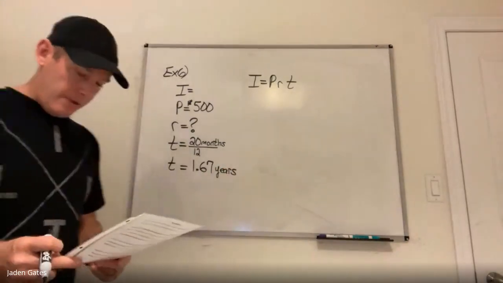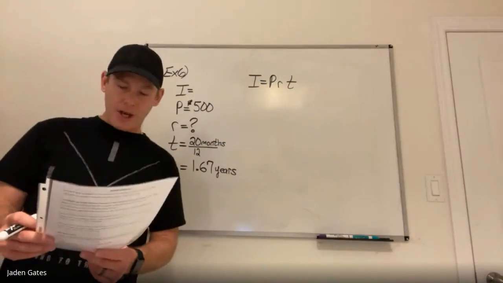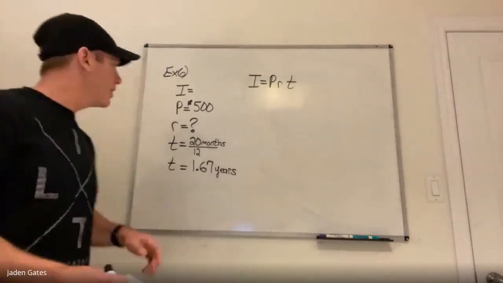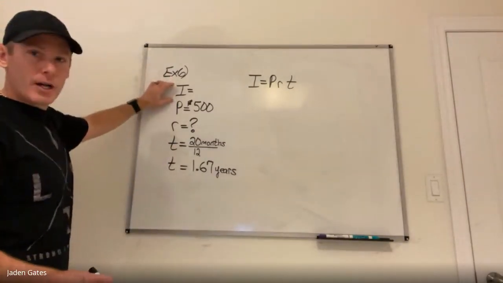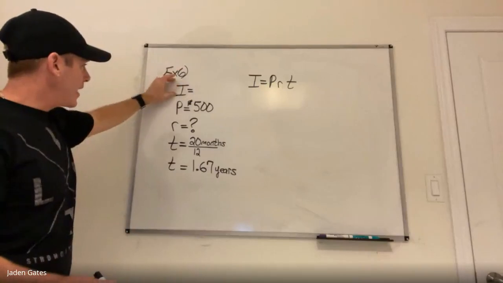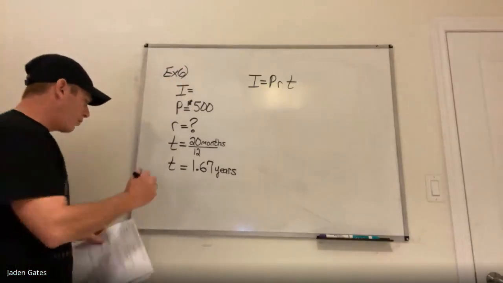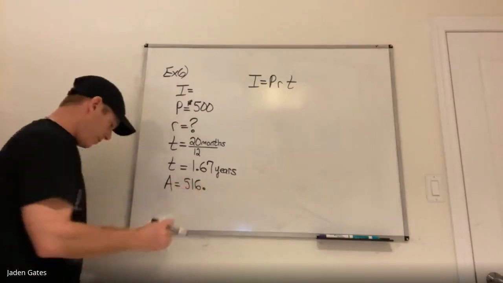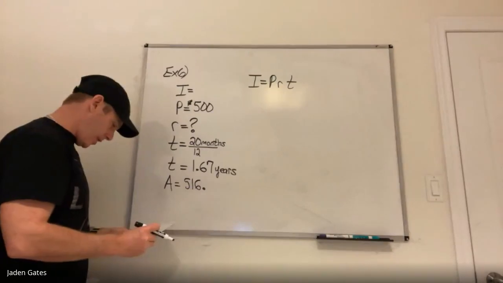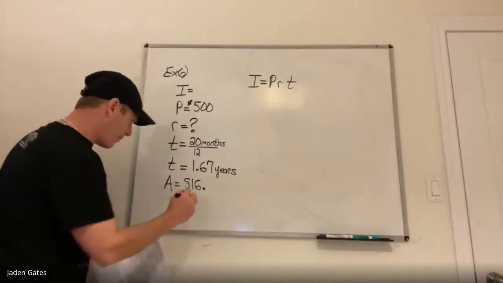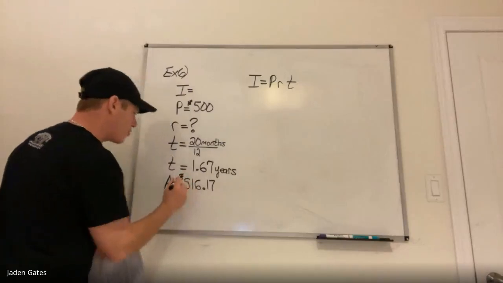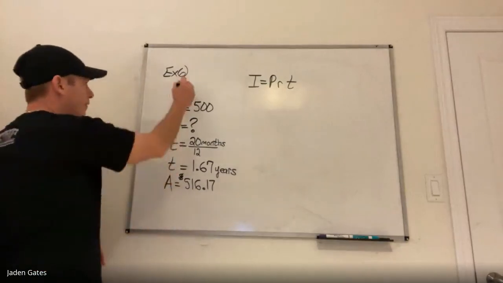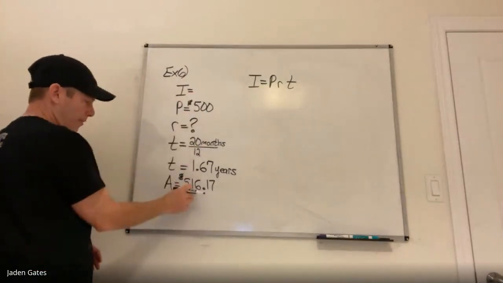All right, now here's a little bit of a trick. After 20 months, there was $516.17 in her account. Now that's not the amount of interest, right? She put 500 in, and now there's 516 in there. So what we're really getting is that 516.17 is the amount. Now again, your amount is your principal plus the interest. And so what I could do here is find the interest by just subtracting 500 from the amount.